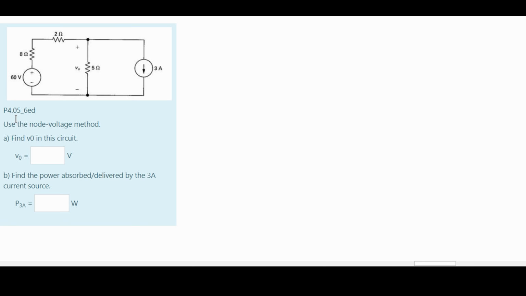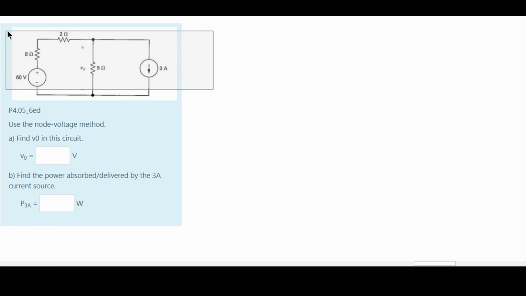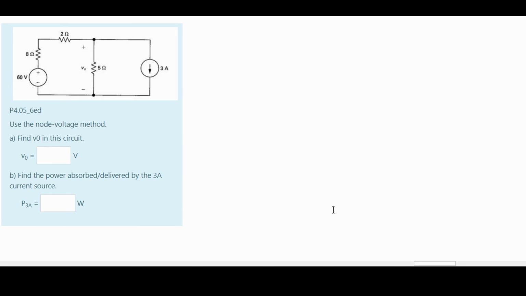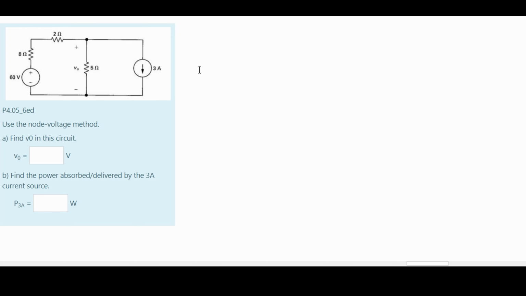In this problem, we are told to use the node voltage method with this circuit, and we are going to find the V0 in this circuit. We also want to find the power absorbed or delivered by the 3 amp current source. To use the node voltage formula, we have to look at currents.